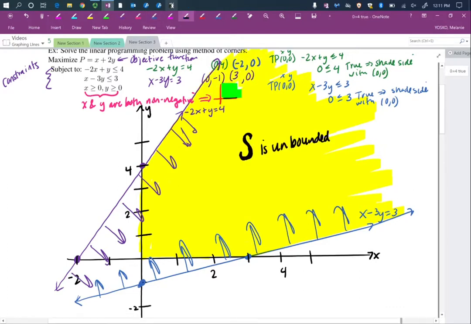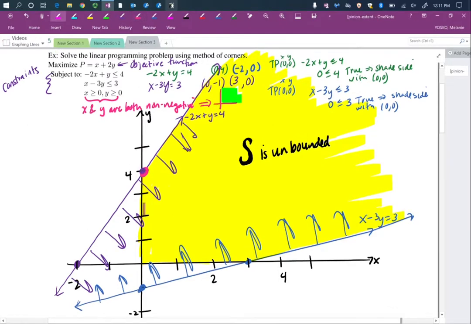Okay, now we're going to do the method of corners. So we have to figure out what our corner points are. How many corner points do we have? Remember, a corner point is found by looking at an intersection of some of the constraints. This is a corner point: the intersection of x equals 0 and negative 2x plus y equals 4. This is a corner point: the intersection of x equals 0 and y equals 0. And this is also a corner point: the intersection of y equals 0 and x minus 3y equals 3. So we need to figure out their coordinates.